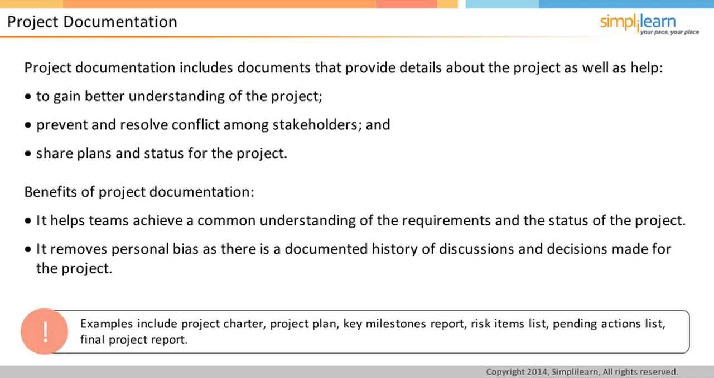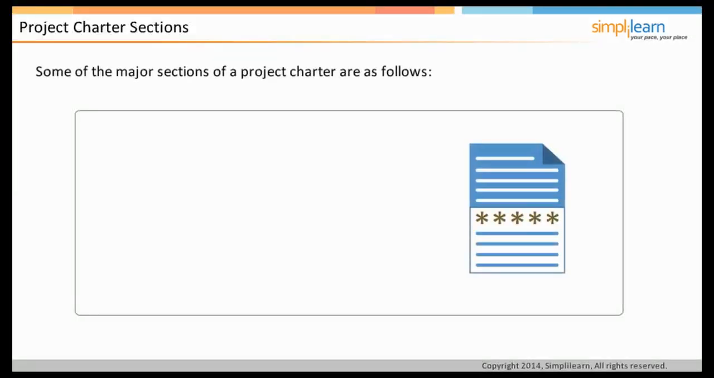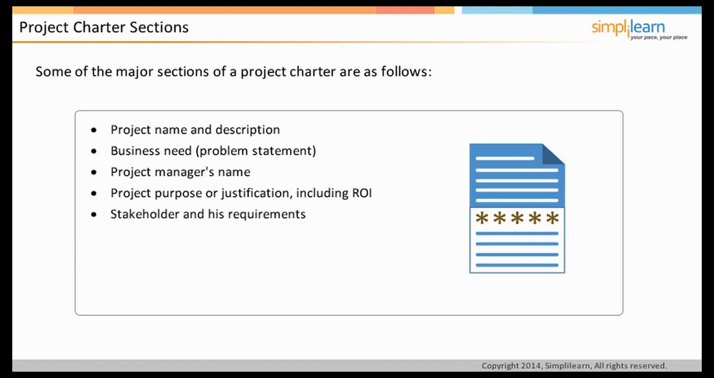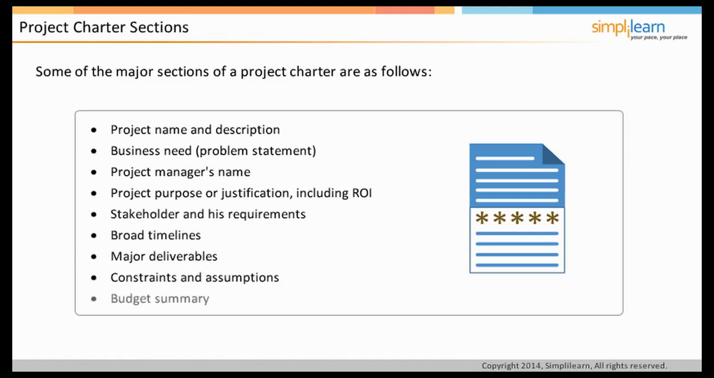We will list the project charter sections in this screen. The major sections of a project charter are project name and description, business requirements, name of the project manager, project purpose or justification, including ROI, stakeholder and stakeholder requirements, broad timelines, major deliverables, constraints and assumptions, and the budget summary of the charter. In the next screen, we will understand the project plan.